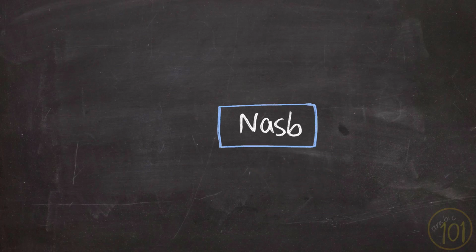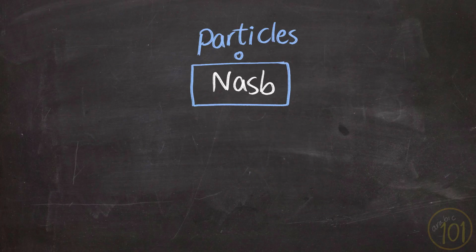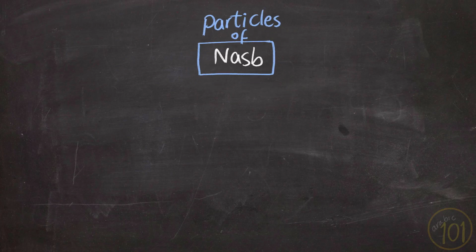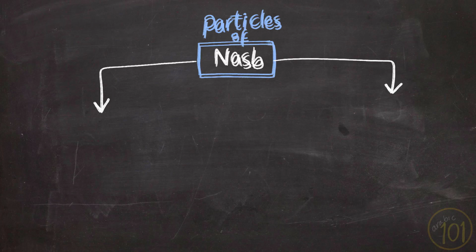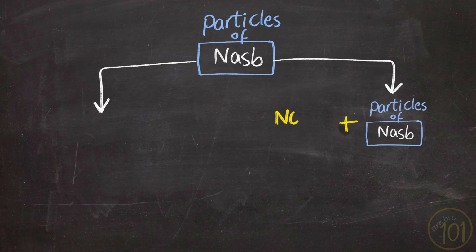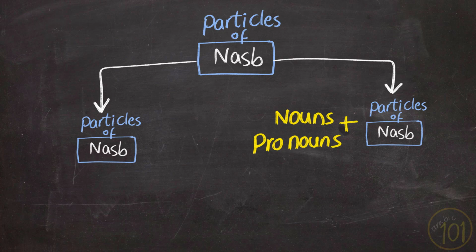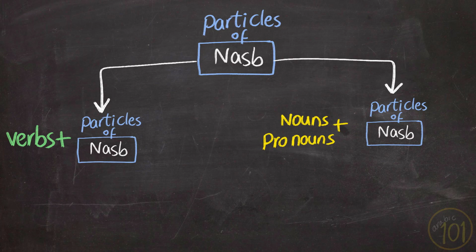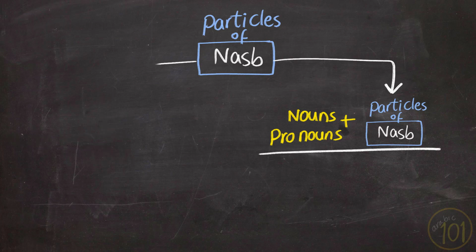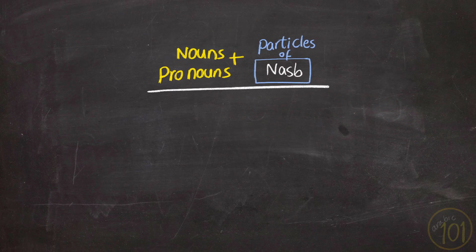So let's get started. Just like the particles of jar, particles of Nasb also consist of two types. The first type of Nasb particles can only be used before nouns or pronouns. And then there is another type of Nasb particles, which is only used before verbs. But that will be the topic of our next lesson, inshallah. So today, we'll focus on the first type, which is Nasb particles that occur before nouns or pronouns. There are 6 of them.